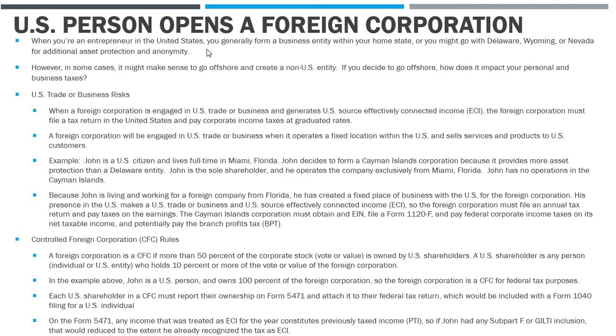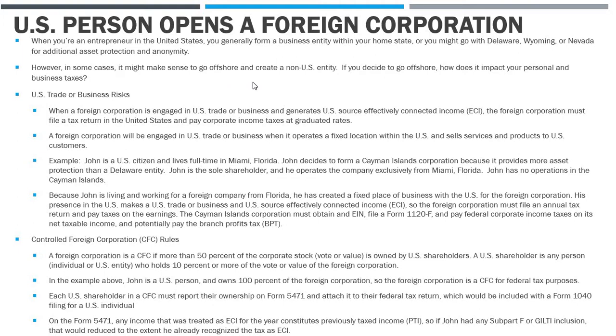So if we're starting at the top here, and again, I just have one slide, so I've got it all summarized here in front of us. If you're an entrepreneur in the U.S., you generally create an entity in your home state. So if you're living in Florida, you create a Florida entity. If you're in Georgia, maybe use a Georgia entity. In some cases, you might go with an entity outside your state, so Delaware, Wyoming. Some of those states are preferable because they provide a little more asset protection, a little more anonymity, privacy protections than some other states. But in some cases, it might make sense to go completely offshore, right? So you're setting up an entity that's not even in the U.S.